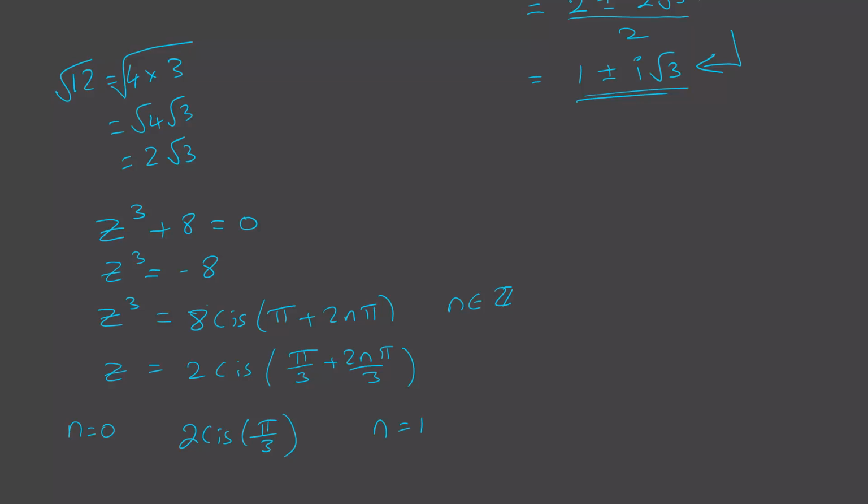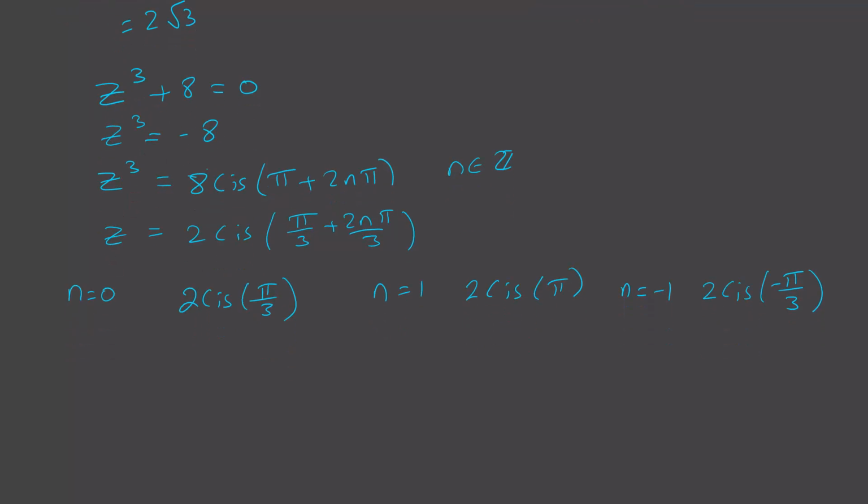And so we could have tried n equals 0, which would be 2 cis pi by 3. n equals 1, which would be 2 cis pi. And n equals negative 1, which would have been 2 cis negative pi by 3. So, cis pi is just negative 1, so this one is negative 2. This will be 2 cos pi by 3 plus 2i sine pi by 3.